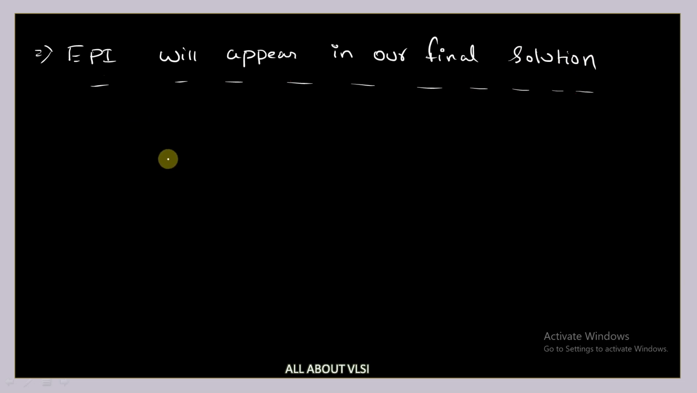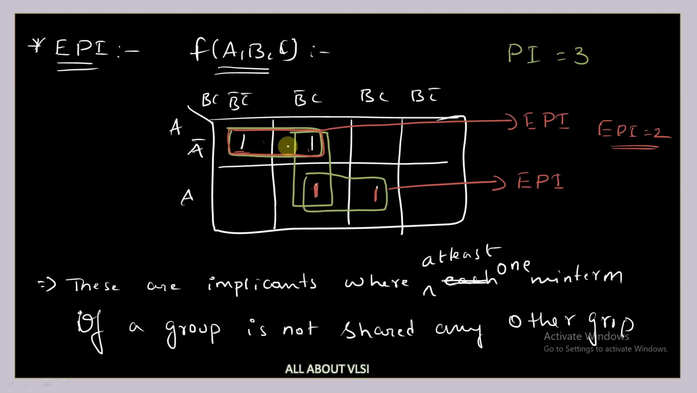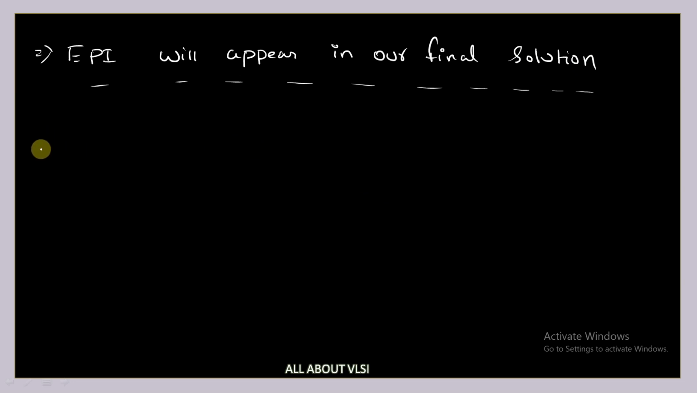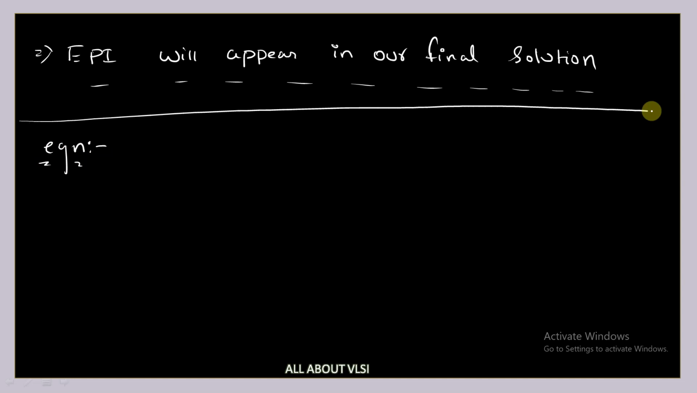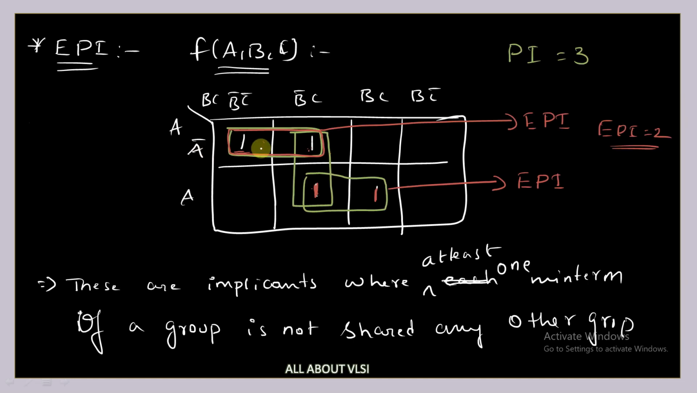For example, if we try to write down the equation for this K-map, what will be the equation? That is a bar b bar. So the equation for our K-map will be nothing but a bar b bar plus a c.